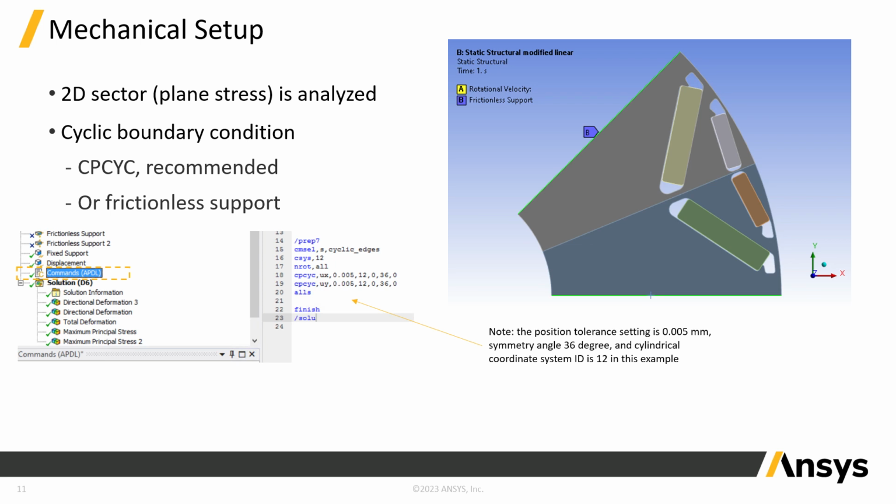In terms of mechanical setup, typically we do this type of analysis using plane stress stage, and we typically simulate only one single sector, not the full 360 simulation, to speed up the model. Typically, to simulate this kind of cyclic symmetry boundary condition, we use a CPCYC command as we showed here, and you can see more details in the documentation to simulate this kind of symmetry.